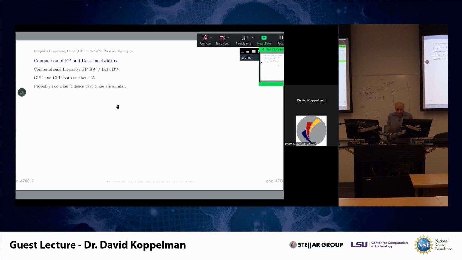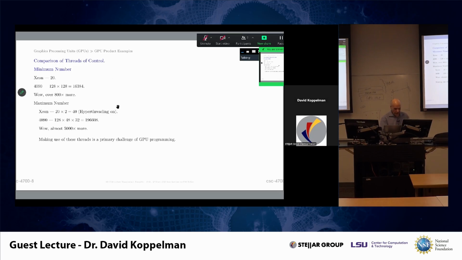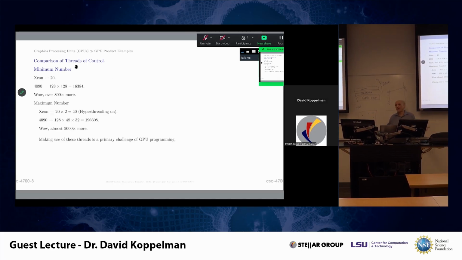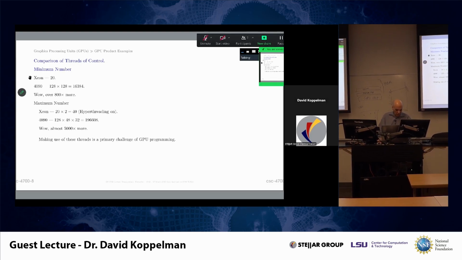Okay, so when you dispense with that, what other changes are there? One very, very significant difference, and this is going to affect programming the devices, is the number of threads of control. Now, of course, in a parallel programming class, I don't have to define threads of control. I just want to compare the numbers. Slides here need a little formatting. So the minimum number of threads of control.